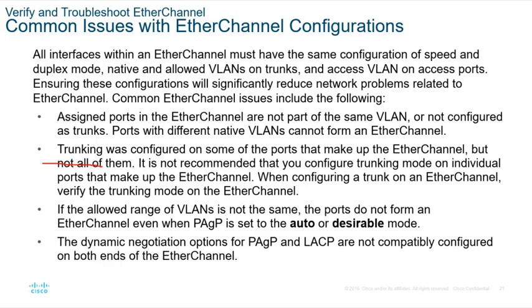Then if the allowed range of VLAN is not the same, I'm allowing you, please exit the building. And then when you reach the entrance as you're trying to exit, they're like, hey, where is the clearance? You go first, go back. But me, I allowed you. First, go back. And you say that you're allowed, but on the other side, you're not allowed. So the dynamic negotiation options for PAgP and LACP are not compatible when configured on both ends.